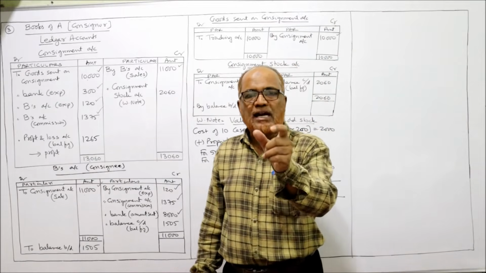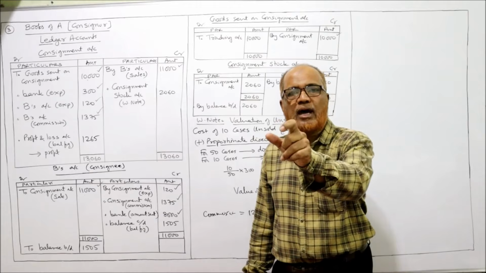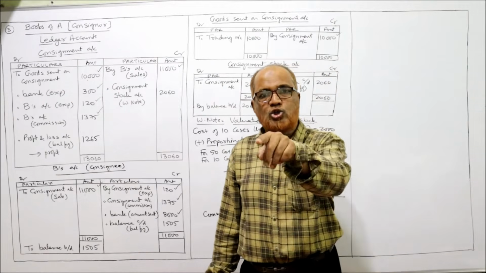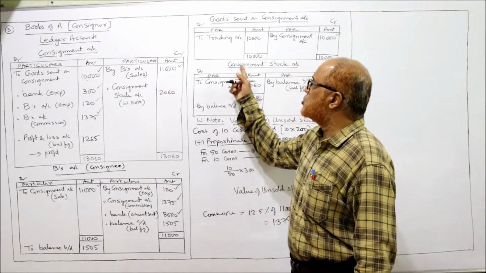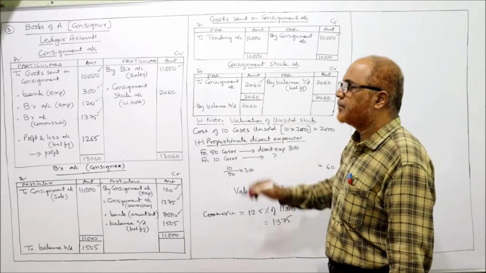So for consignment stock, the entry will be consignment stock account debit to consignment account. So consignment stock should be debited. Consignment stock account should be debited to consignment 2060.